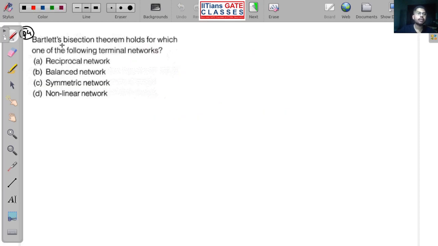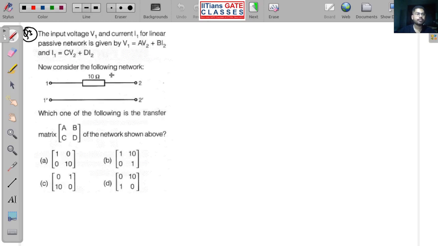Now what about question number 4? You can see Bartlett bisection theorem holds for which one of the following terminal networks. I have told you Bartlett bisection is valid for symmetric networks. So option C is your correct answer, directly you can say. Now what about question number 5?